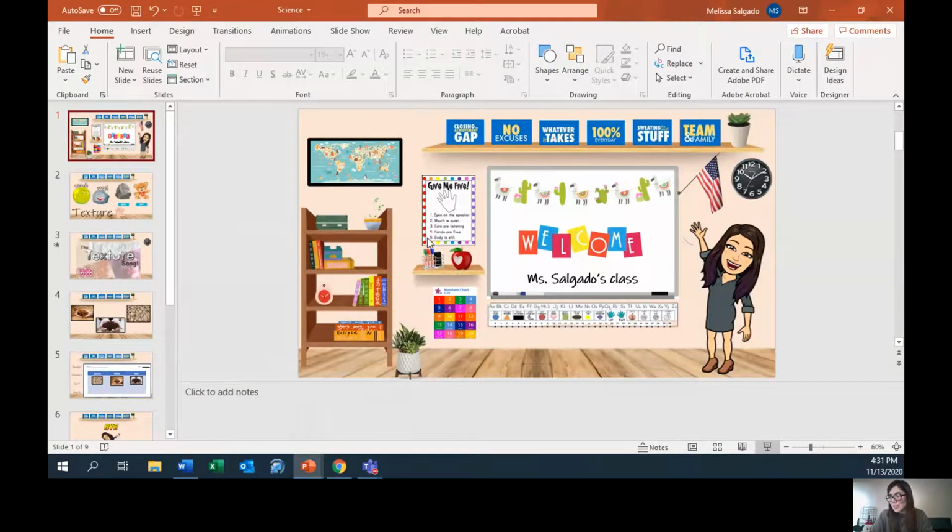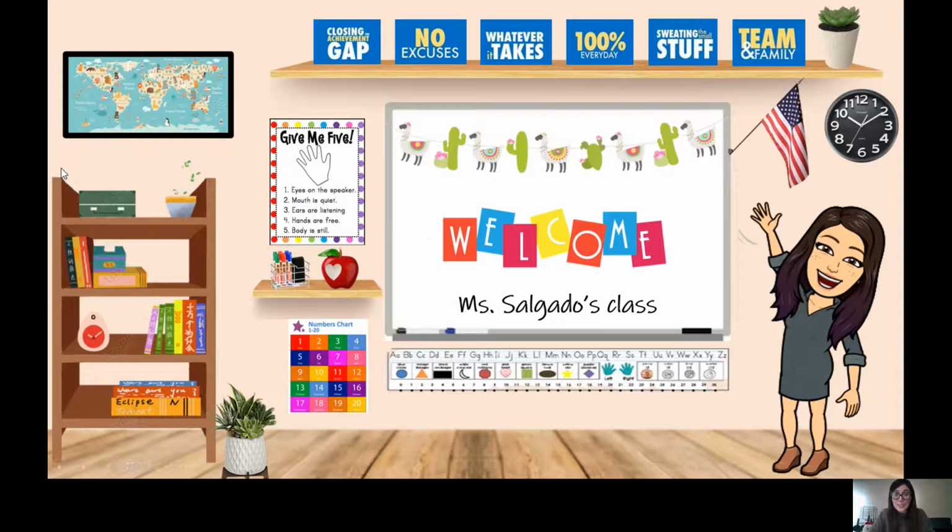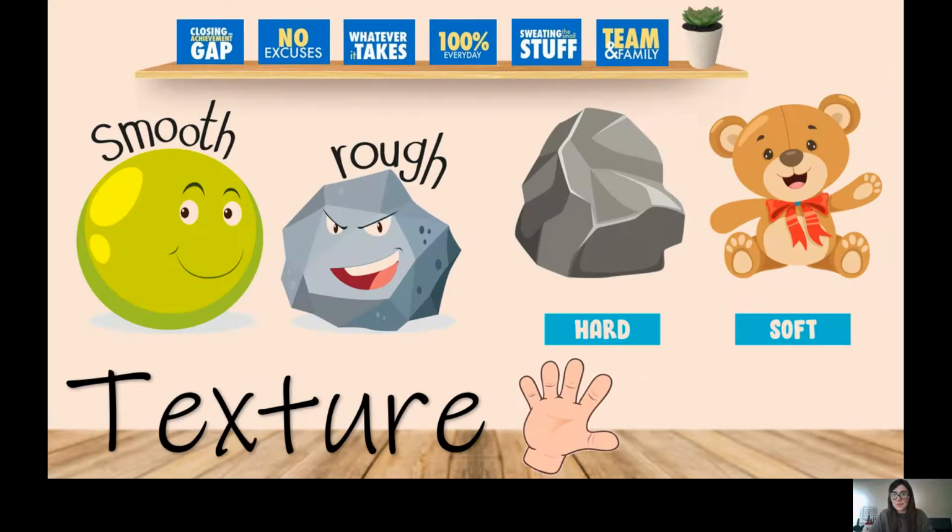Today we will be talking about rocks, soil, and sand. But mostly we will focus on texture. Do you remember what that word means? What words do we use when we talk about texture? Some of the words that we use are smooth, rough, hard, and soft. And texture basically tells us how something feels.